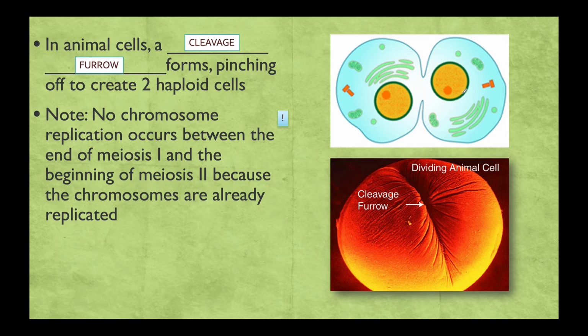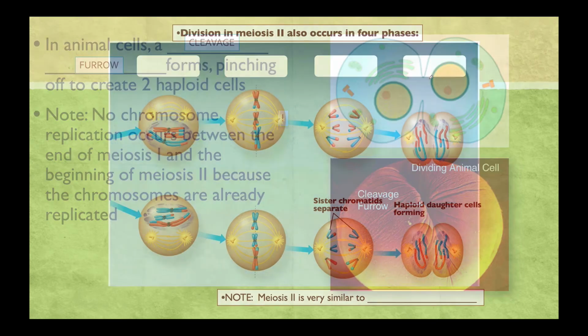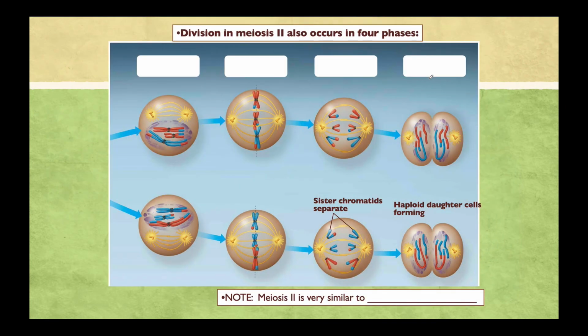But here's a key thing that doesn't occur once we've divided the one cell into two: there's no more chromosome replication between the end of meiosis 1 and the beginning of meiosis 2. That happened in interphase. We don't need to double up anymore, because what we're going to do is split what we currently have. So these two cells are going to split one more time immediately without replicating again. And that brings us to meiosis 2.